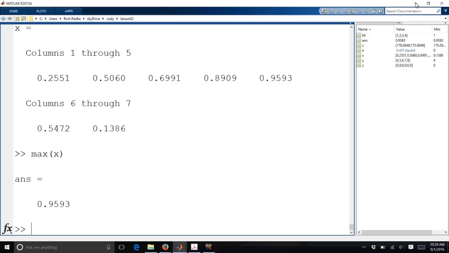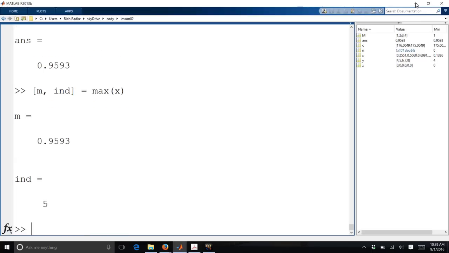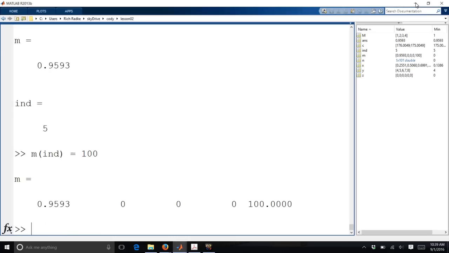So for example, not only do I want the maximum, but I can supply this optional second argument, the index, to tell me where the maximum of x was, right? So this tells me not only was the maximum value 0.9593, but also it occurred at position 5, right? And that means that I could then use that position for something else. So then I could say m of ind equals 100. So say I wanted to make sure that that element was really big, I could do it like that.